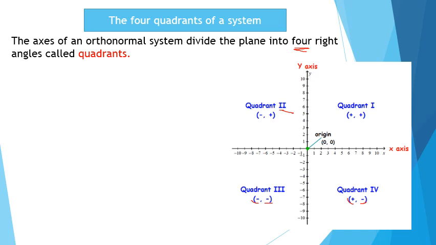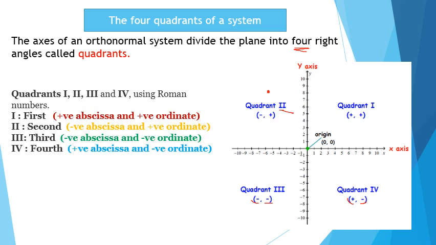Okay, for example, if there is a point here, its abscissa will be negative and its ordinate will be positive, so it belongs to quadrant 2. Okay, it shows us the location of a given point. They are represented using Roman numbers. Okay.